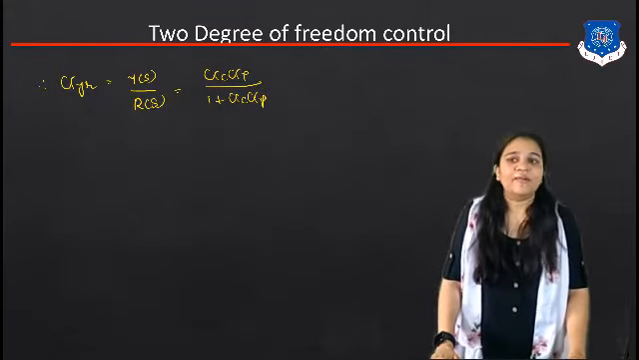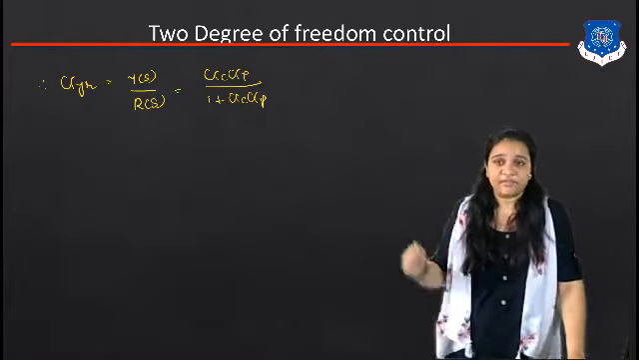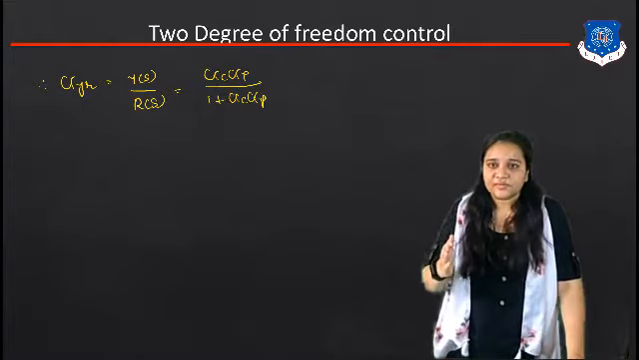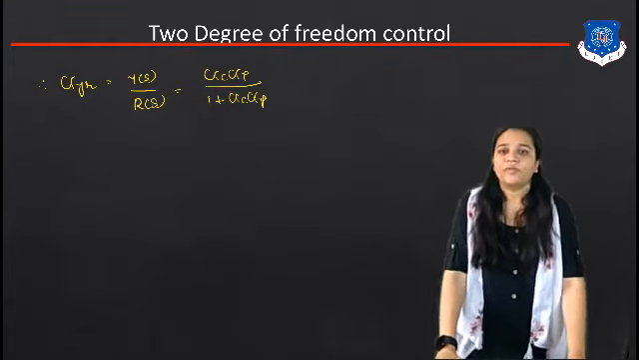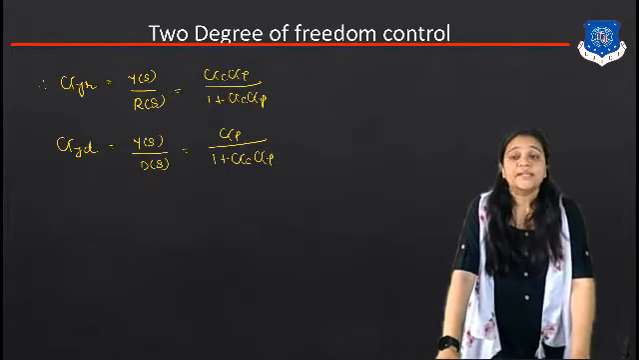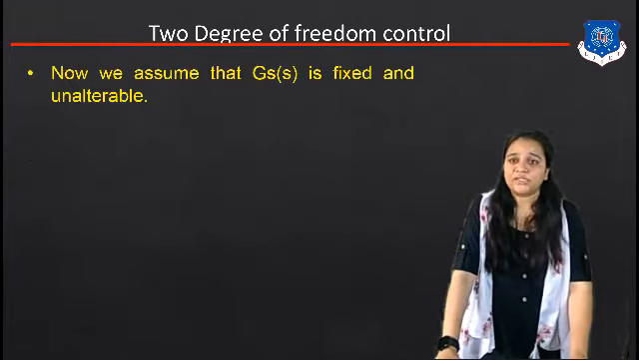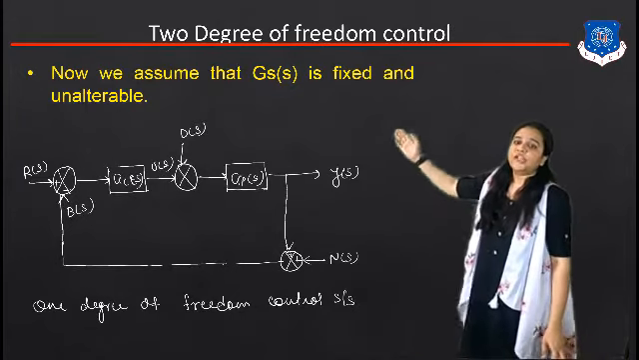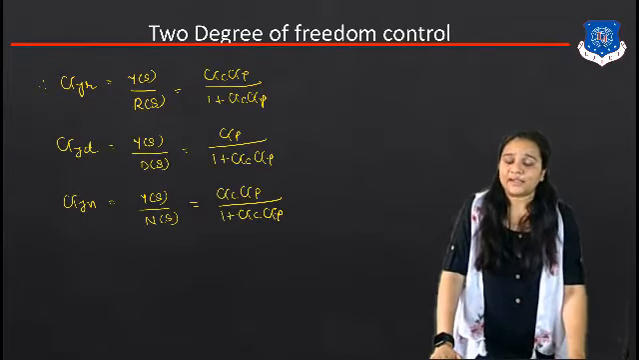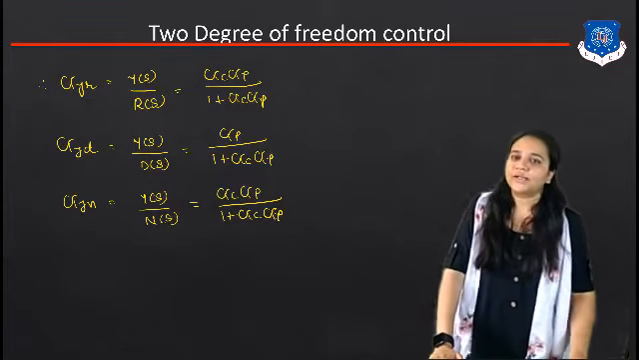First, GYR, that is Y(s)/R(s), the reference input and the output, becomes the controller transfer function times the plant transfer function, that is GcGp/(1+GcGp). GYD, that is Y(s)/D(s), is equal to Gp/(1+GcGp), because between Y(s) and D(s) only the plant transfer function is there. The third transfer function is GYN, that is Y(s)/N(s), equal to GcGp/(1+GcGp).